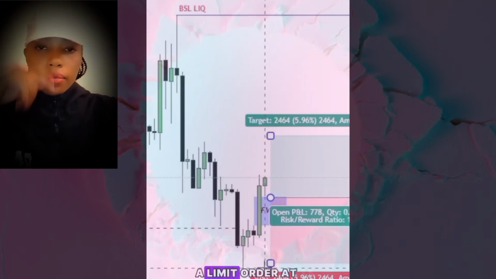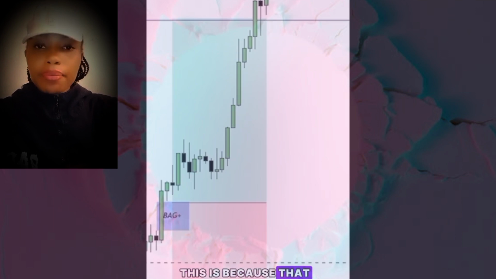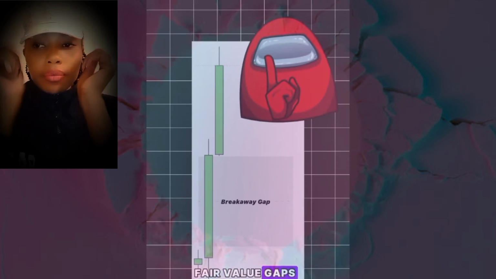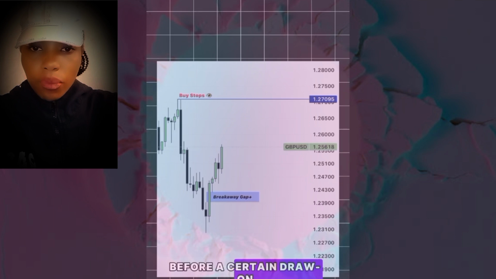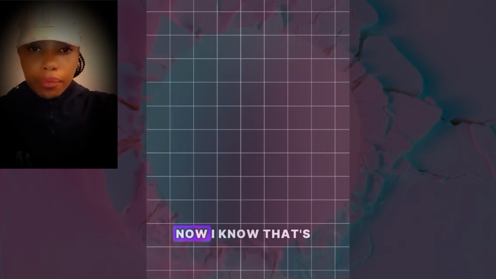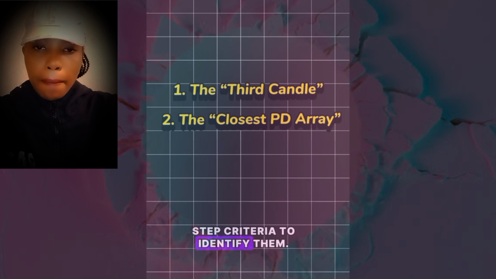Have you ever placed a limit order at a fair value gap, but price keeps on going without retracing back in? This is because that may have potentially been a breakaway gap. Breakaway gaps are essentially imposter fair value gaps that have a low probability of getting traded back into before a certain drawn liquidity is reached first. Now I know that's a mouthful, but I'm going to give you an easy two-step criteria to identify them.